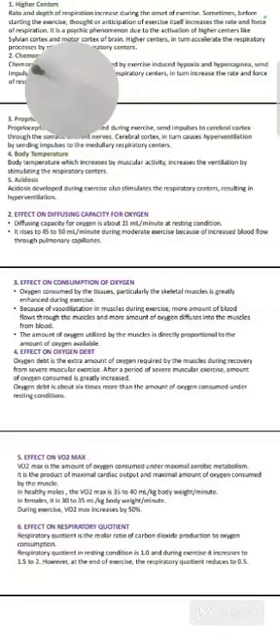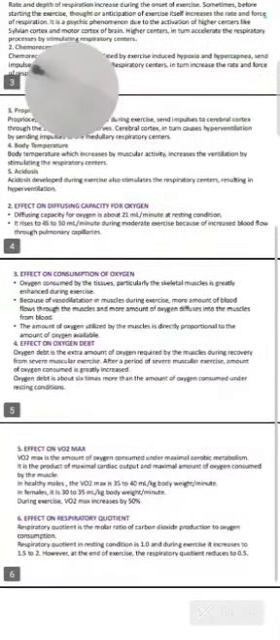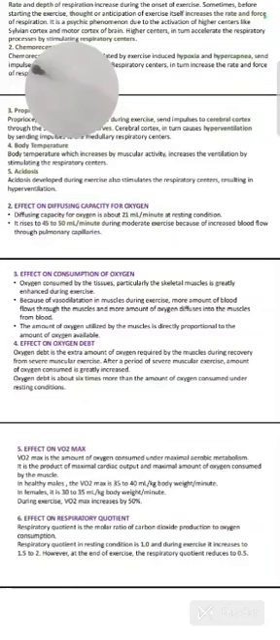So these are the effects. First one, effects on pulmonary ventilation and effects on diffusing capacity for oxygen, effect on consumption of oxygen, effects on oxygen debt, effects on VO2 max, and finally effects on respiratory quotient.